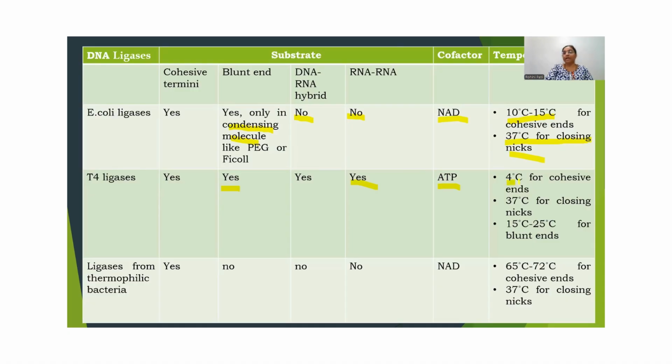And T4 DNA ligase is going to seal the cohesive termini at a temperature of 4 degrees Celsius. It is going to close the nicks at 37 degrees Celsius, and do blunt end ligation at 15 to 25 degrees Celsius.